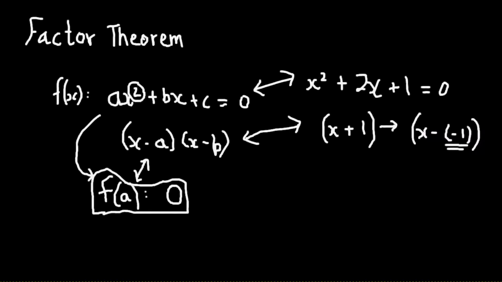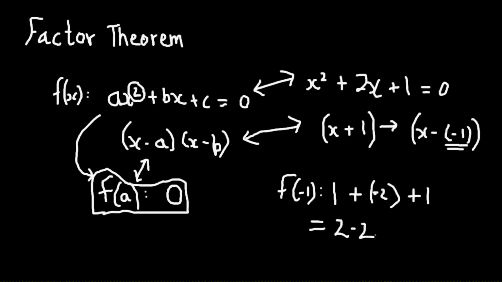Then you take a, which is minus 1, so f of minus 1 over here. And just replace all the x's in this equation with a minus 1. So let's do that. Minus 1 whole square will give you 1, plus 2x. So that means minus 2. And there's a plus 1 again. Now this equals to 2 minus 2, which is equal to 0. So you can see that x plus 1 is a factor over here.